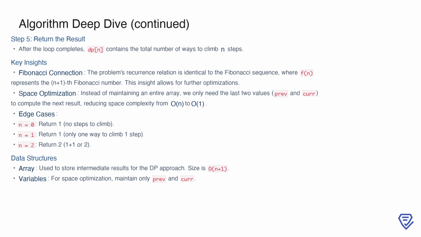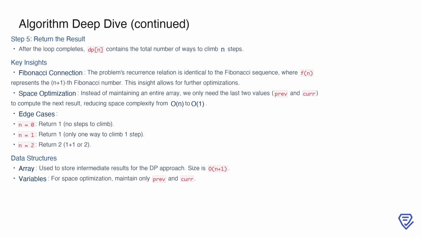Finally, we must handle edge cases where n is 0, 1, or 2. For n equals 0, there's only one way to climb no steps. For n equals 1, there's only one way to climb a single step. And for n equals 2, there are two ways, one step plus one step, or a single jump of two steps.